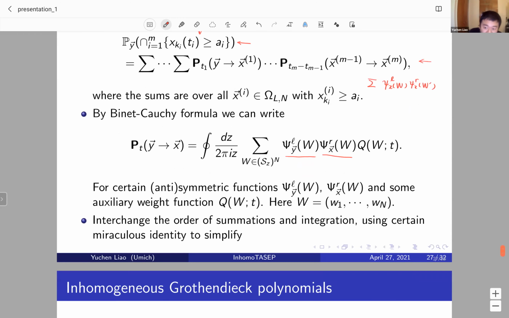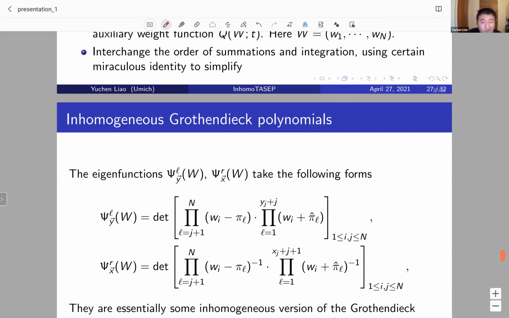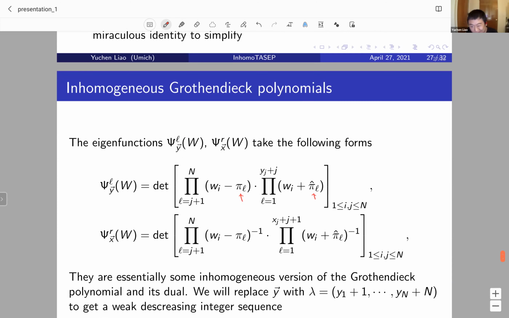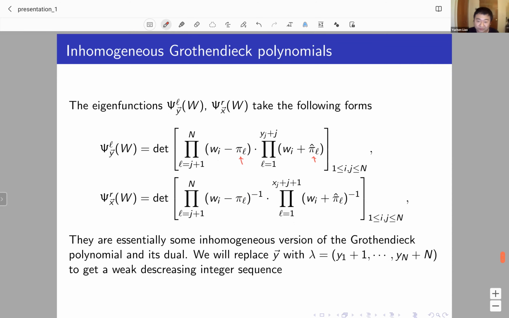And it turns out those eigenvectors, as maybe well known to some of the audience, are given by some Grothendieck-like polynomials. Here, because of the homogeneity, these eigenvectors depend on these two parameters, π_I and π_I hat, and they take the following form, where the entries of one are more or less the reciprocal of the other. And this is some inhomogeneous analog of the Grothendieck polynomial. I tried to search the literature very hard, but I couldn't find something of this type generally written down. So I don't know if there is some more proper name for it.